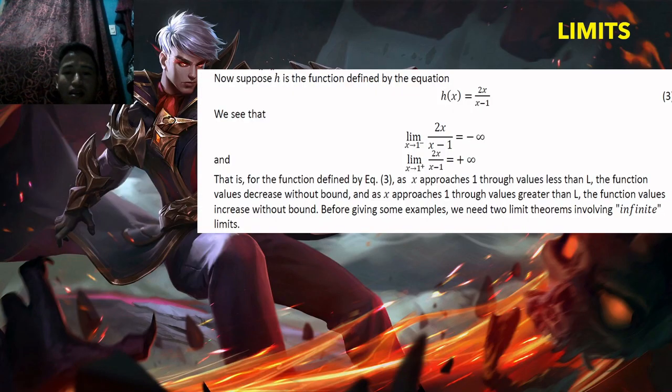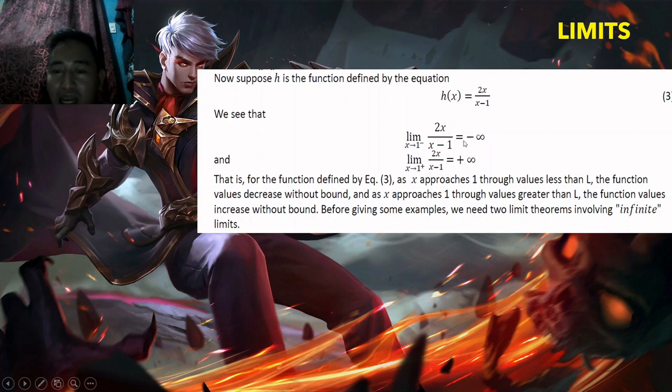Now suppose h is the function defined by the equation h of x equals 2x over x minus 1. We take the limit as x approaches 1 from the left and then as x approaches 1 from the right. This one is equal to negative infinity, and this one is equal to positive infinity.